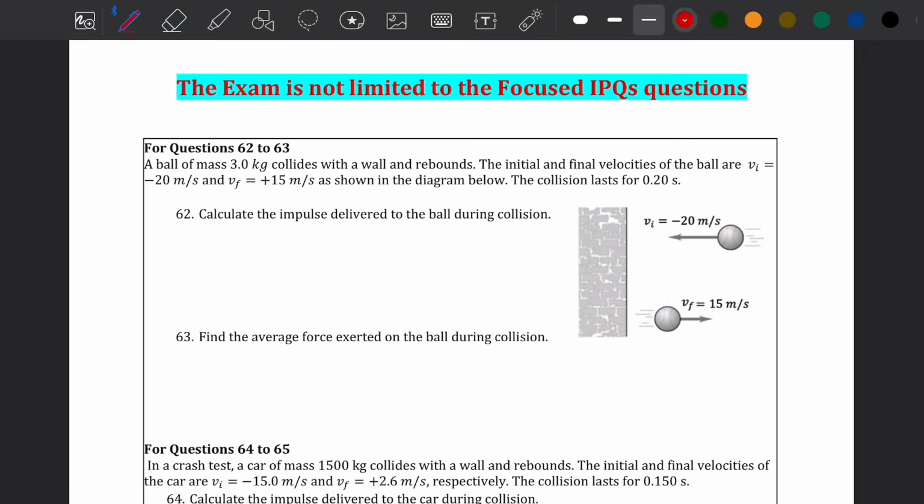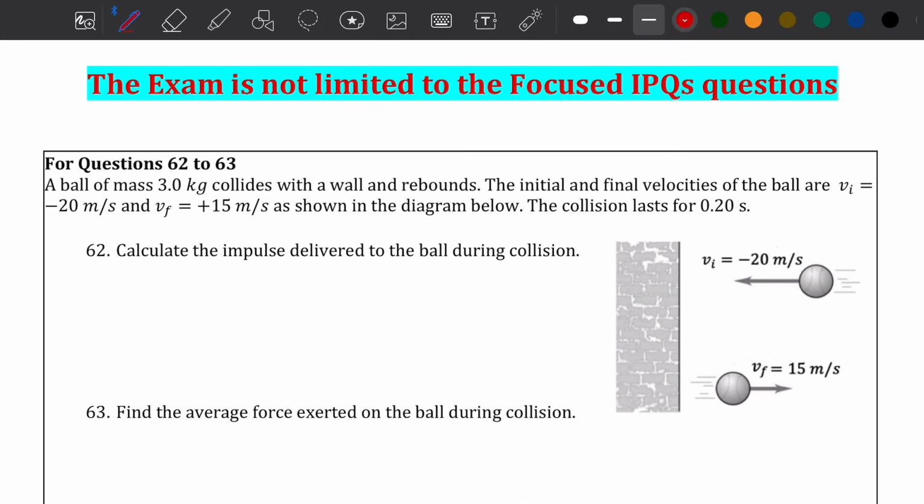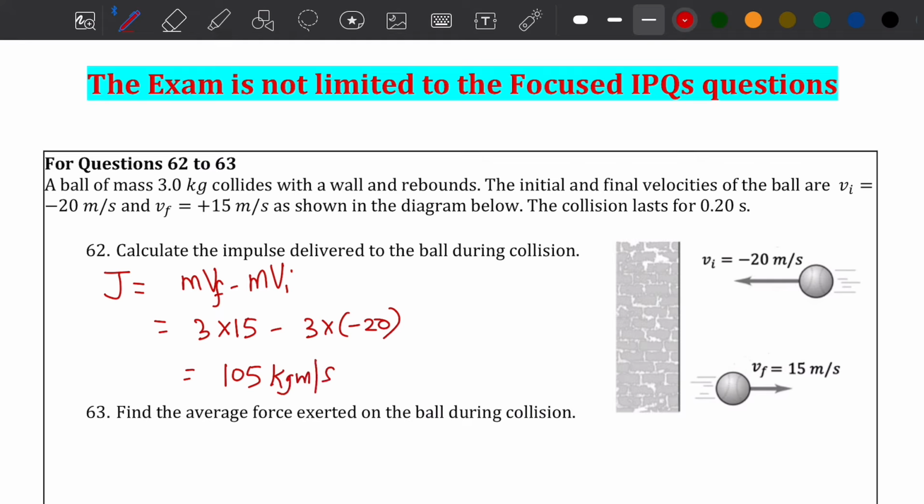Okay, next we want to find, so we have been given all the values here. A ball of mass 3 kg collides with a wall and rebounds. Initial and final velocities are given. Collision lasts for 0.2 seconds and we want to find what's the impulse delivered. So impulse formula is mvf minus mvi. The mass is given as 3 times vf is 15 minus again 3 times negative 20, which will come out as 105 kg meter per second.